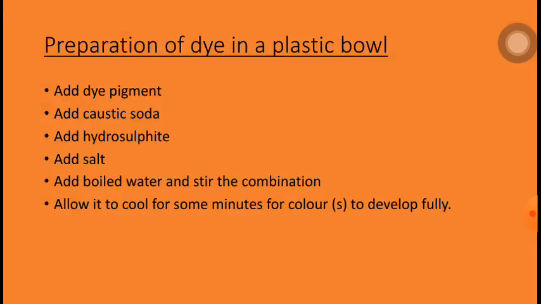So, preparation of dye in a plastic bowl. We want to prepare our dye in a plastic bowl. First thing here is for you to ensure that your bowl is on the ground. Once you have your bowl and your stick, then add your dye pigment, that's your dye. Add caustic soda, add hydrosulfite, then add salt, add boiled water, and stir the combination using your stick.